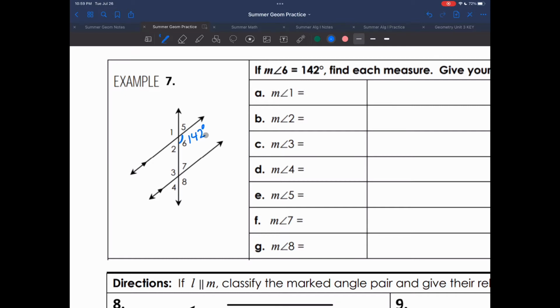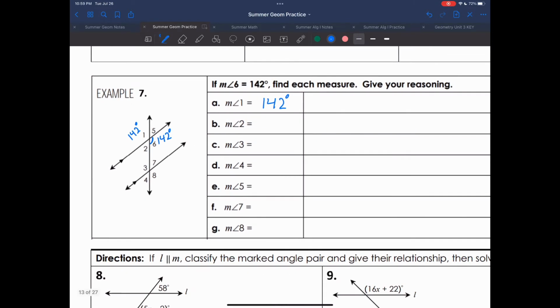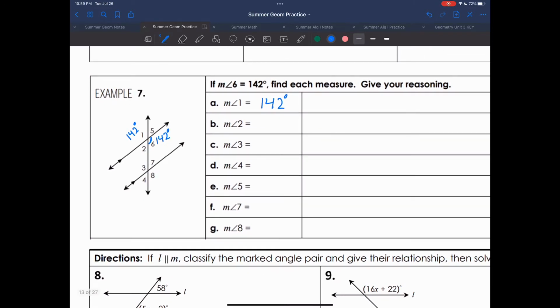I guess we could go in order because I would find angle 1 next because that's going to be your easiest one. Those are vertical angles, and we know those are always congruent. So this also has to be 142 degrees. So let's write that in. Angle 1, we would say, is 142 degrees. We could say the reasoning, angle 1 is vertical to angle 6. All right, that's enough of a justification there.